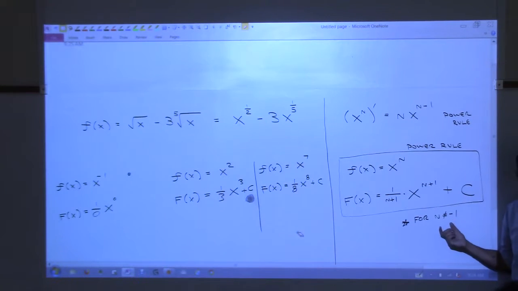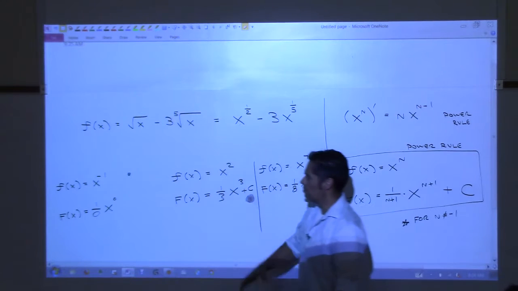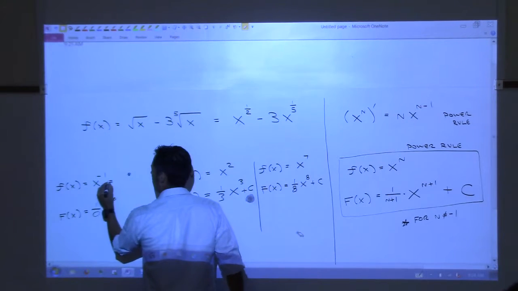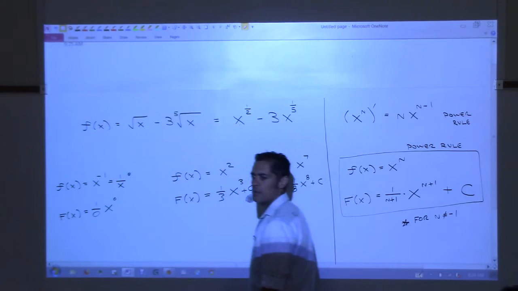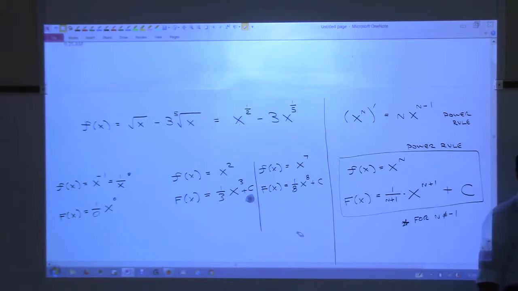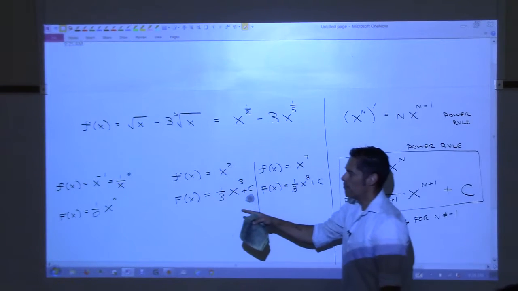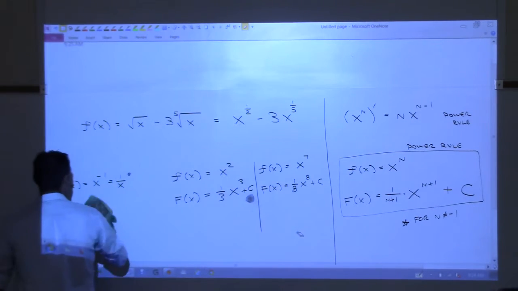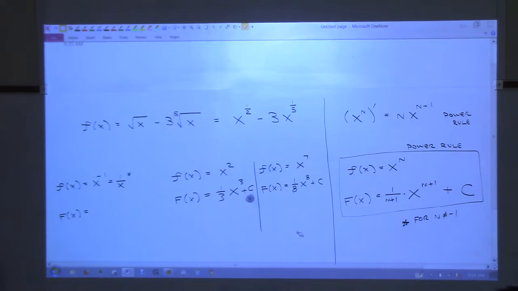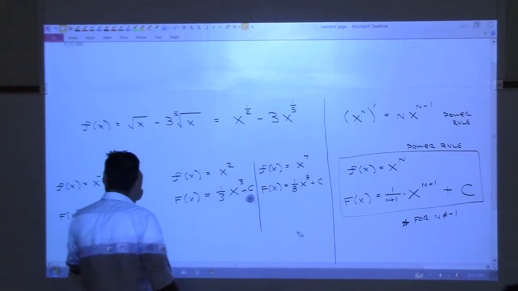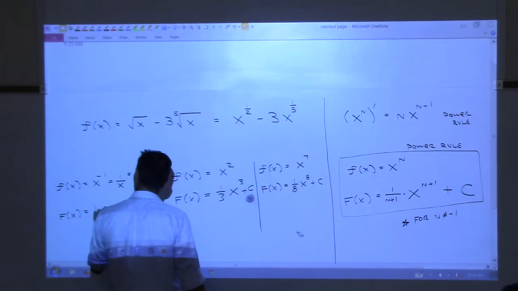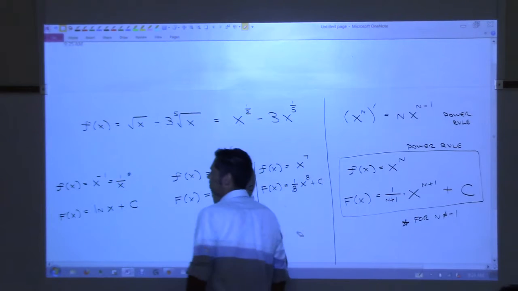So what happens if n is -1? Like, what do I do? I don't panic. I just rewrite that as 1 over x. And then I just remember that that's the derivative of something. That's the derivative of what? Natural log. You just have to remember that one, right? Remember the derivative of natural log of x is 1 over x? So in this special case where that n is -1, the antiderivative is natural log x plus c.